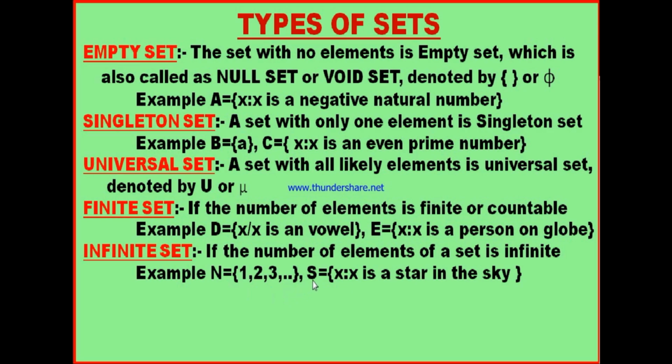Take this example. S is equal to the set of X such that X is a star in the sky. You cannot count the number of stars in the sky. Therefore, it is infinite. Whereas you can count the number of persons on the globe. Therefore, it is finite.